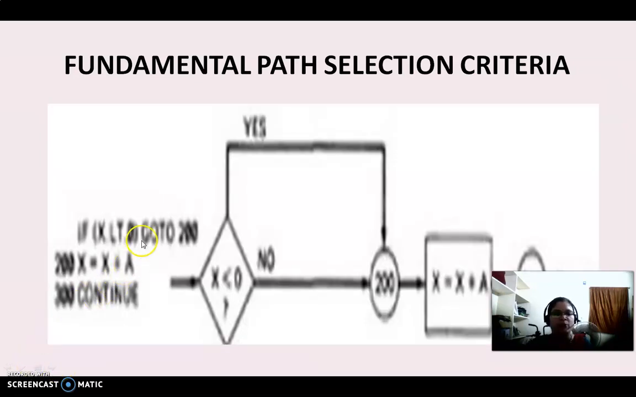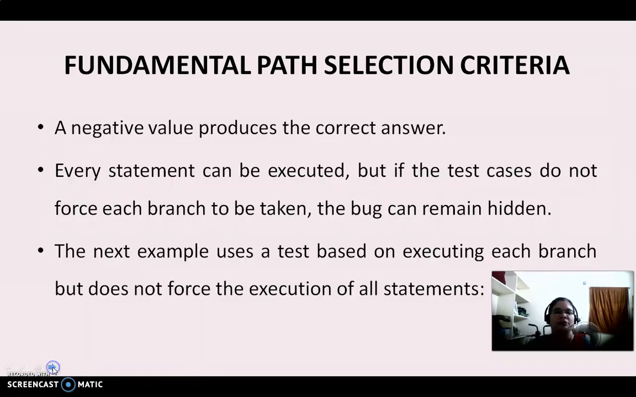Okay, and one more thing that we will see, another example. See here also the same thing is shown. If x less than 0, go to 200. 200 into x is equal to x plus a, 300, continue. X less than 0, directly go to what? Yes, 200, else it goes like this. Okay, so based on the input value, the path will be selected in the case of the decisions.